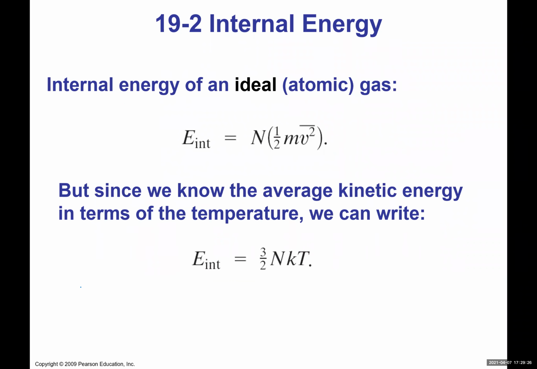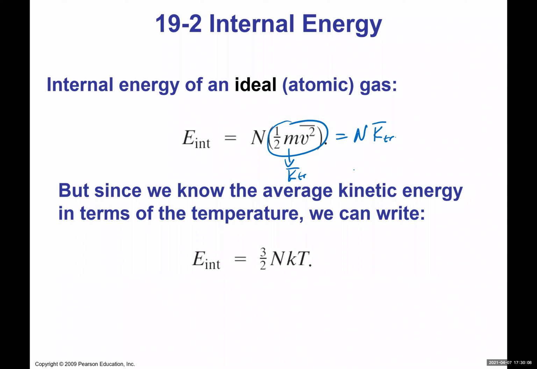All right, so here's what we have. Internal energy of an ideal atomic gas. Remember, ideal means that we are looking at their kinetic energies. So E internal is the kinetic energy, and then you have N, the number of particles. That means N times kinetic energy, N number of kinetic energies. And this kinetic energy is nothing but the average translational kinetic energy. That means internal energy is N times average translational kinetic energy.